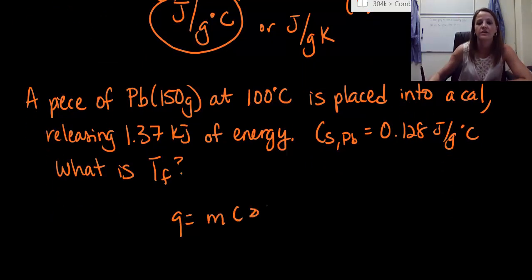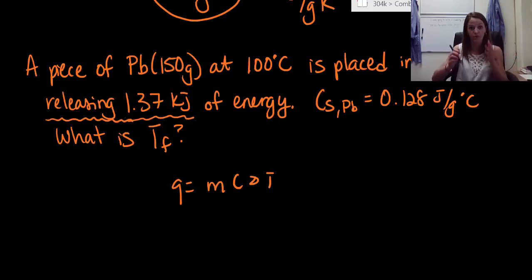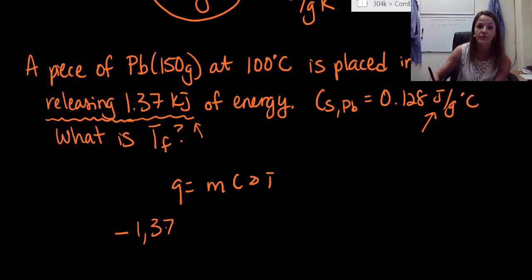Haha, evil. Okay, so now Q is equal to MC delta T. Q is our heat transfer. That's this part right here, the 1.37 kilojoules. But I'm going to underline the word releasing because that's super important here. If we say the word releasing, you need to have a red flag go off in your head that means we are going to have a negative value for Q. You have to get this down. If we say releasing, it's going to be negative. If we say absorbing, it's going to be positive. So this is negative. Now, our specific heat was given to us in joules, so we need to get out of kilojoules and into joules. So we're going to say negative 1,370 joules of energy equal to our mass of lead.